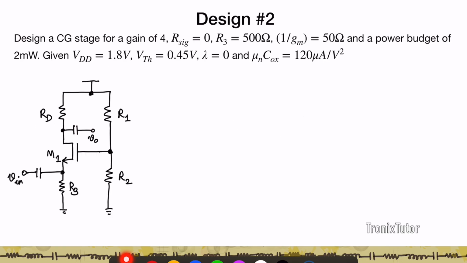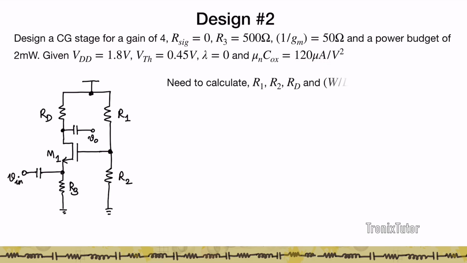So here you're asked to design a common gate stage for a gain of 4. R signal is 0. What R signal means is essentially the signal source that is connected to the input voltage doesn't have any input resistance, so a direct voltage is connected here. R3 is given to be 500 ohms. 1 by Gm of this transistor is given to be 50 ohms. And the power budget of the circuit is given, and it's given to be 2 milliwatts. You're also given VDD, VTH, and mu and Cox.